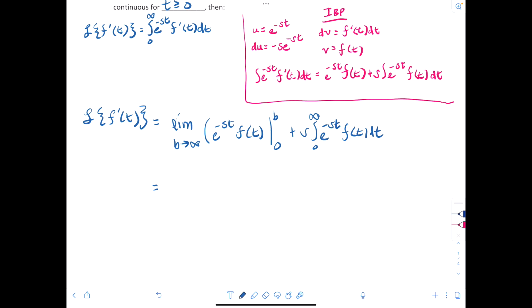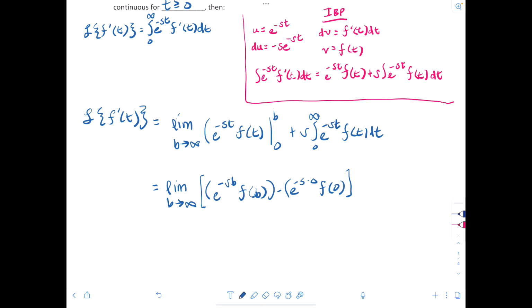All right, so this one's going to be equal to the limit as b approaches infinity of e to the negative sb times f of b minus e to the negative s times 0 times f of 0. And then this next part here is s times the Laplace transform of f of t by definition, right?